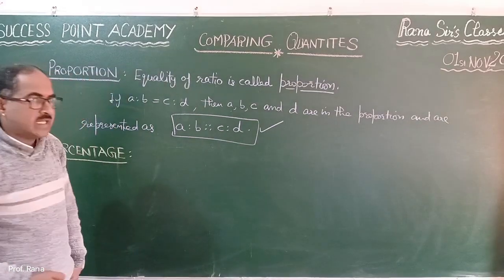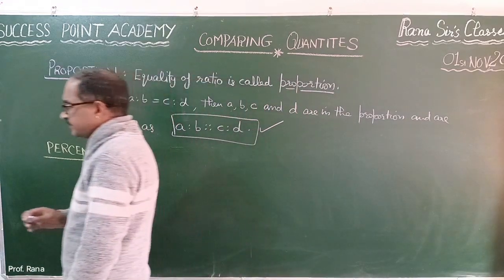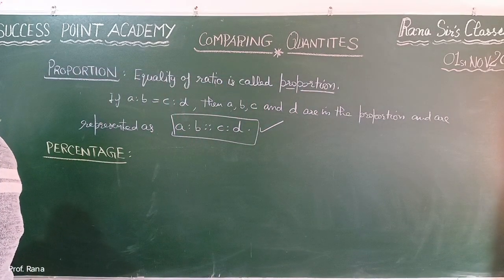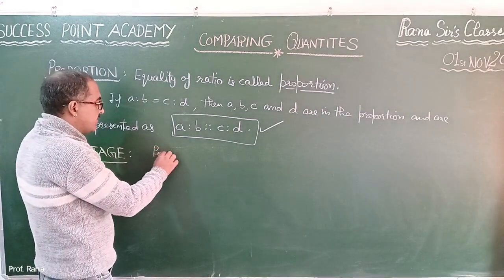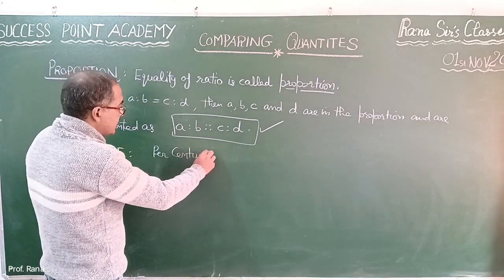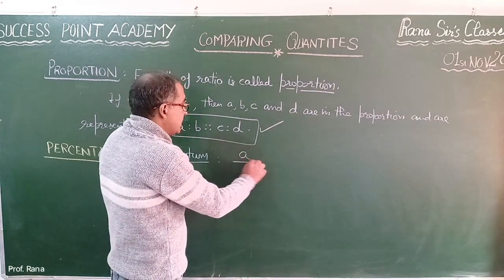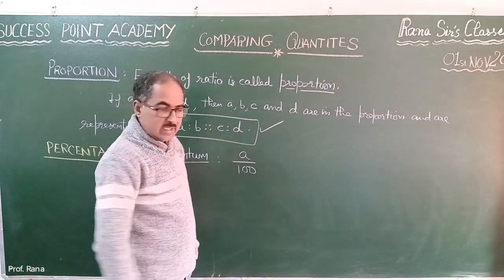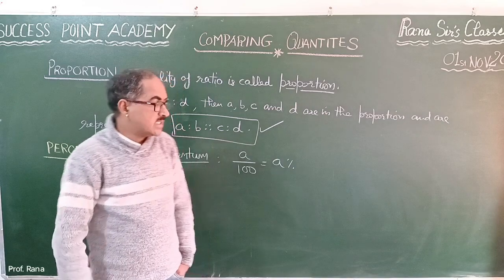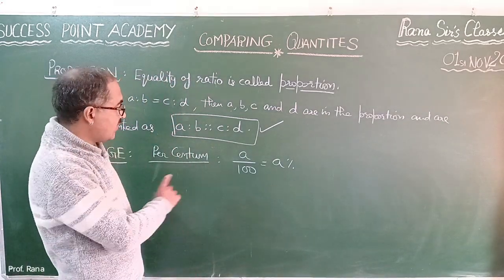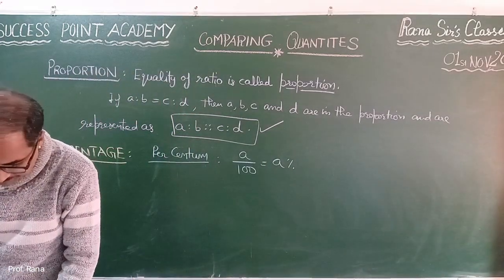Note कर लीजिए. Then we have percentage. So in the Latin language, percentage means percentum, means per hundred. When a quantity is expressed in the form of A upon 100, this is A%, right? So it is A%. This is how a quantity is represented in the form of percentage.